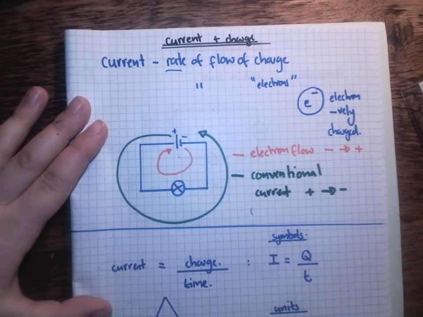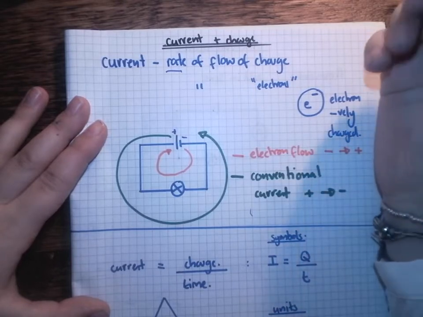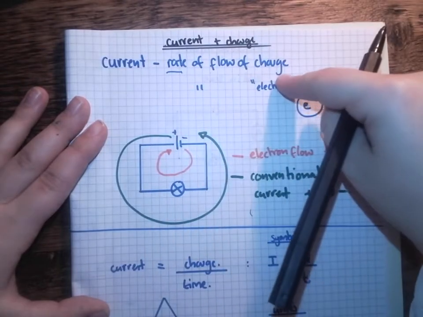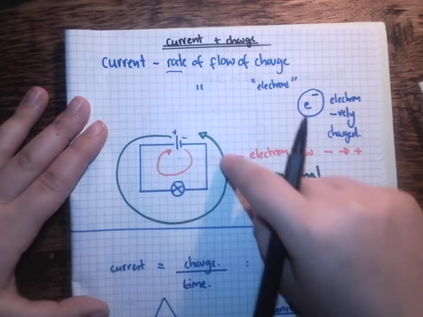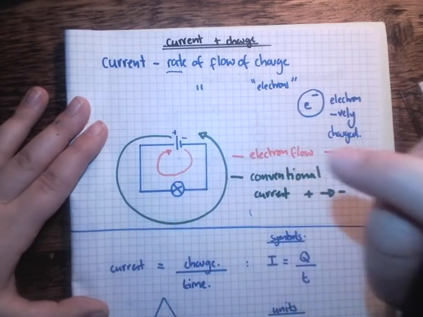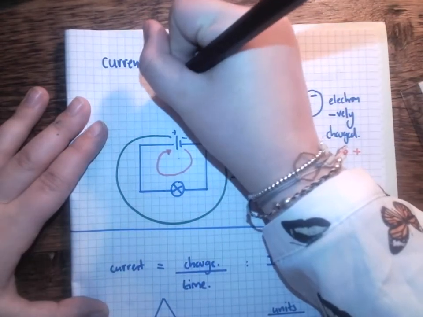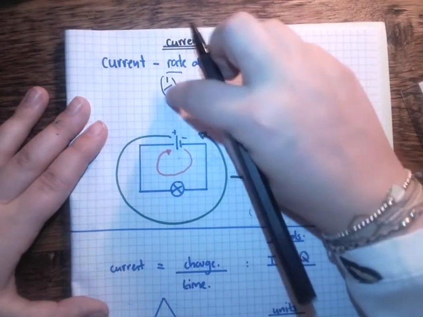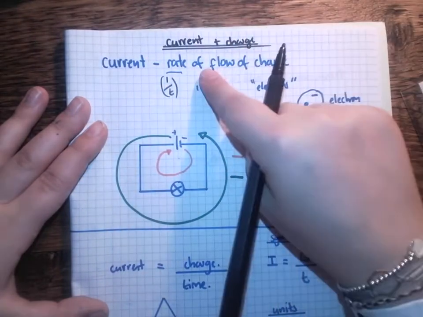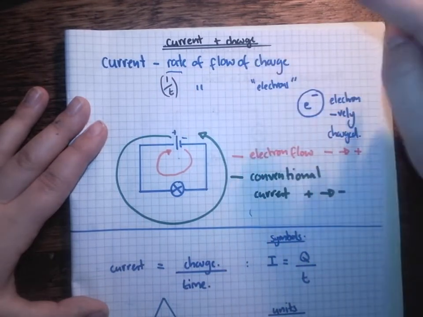Okay, so this next video is all about current and charge. We define current as being the rate of flow of charge. That basically means how many electrons I have got and how fast those electrons are going around the circuit. If I ever see the word rate, it always just means divide by time. So it's my charge divided by my time, essentially the electrons.